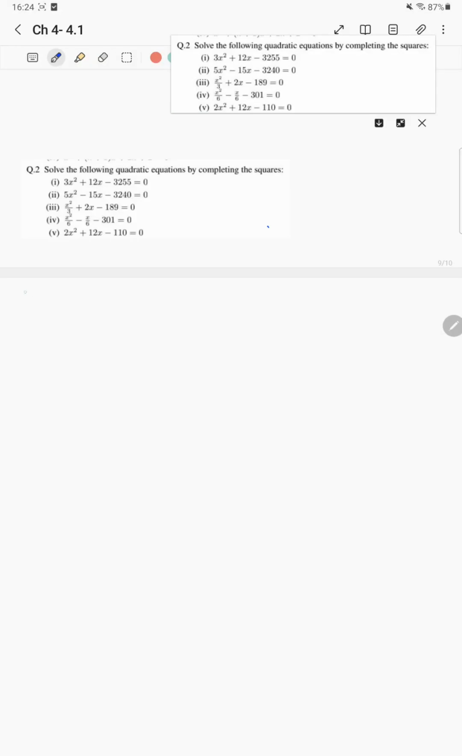Question number 2 says solve the following quadratic equations by completing the square. So part 1 is 3x square plus 12x minus 3255, which is equal to 0.